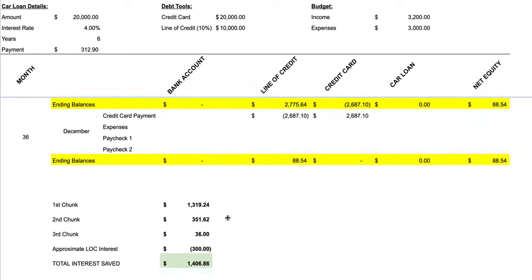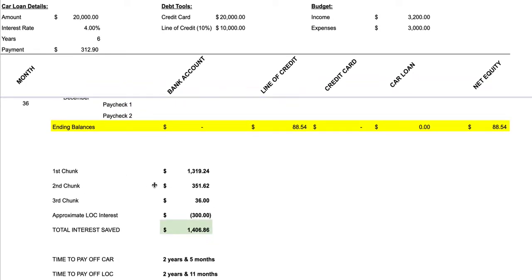And so over here, down here, this is the interest saved from doing the chunks. So the first chunk, you were able to save $1,300. The second chunk, we were able to save $351. Third chunk is estimated at about $36. And then approximate line of credit interest, the interest that you accrue from using the line of credit, is negative $300. So all of that together, you will save roughly $1,406.